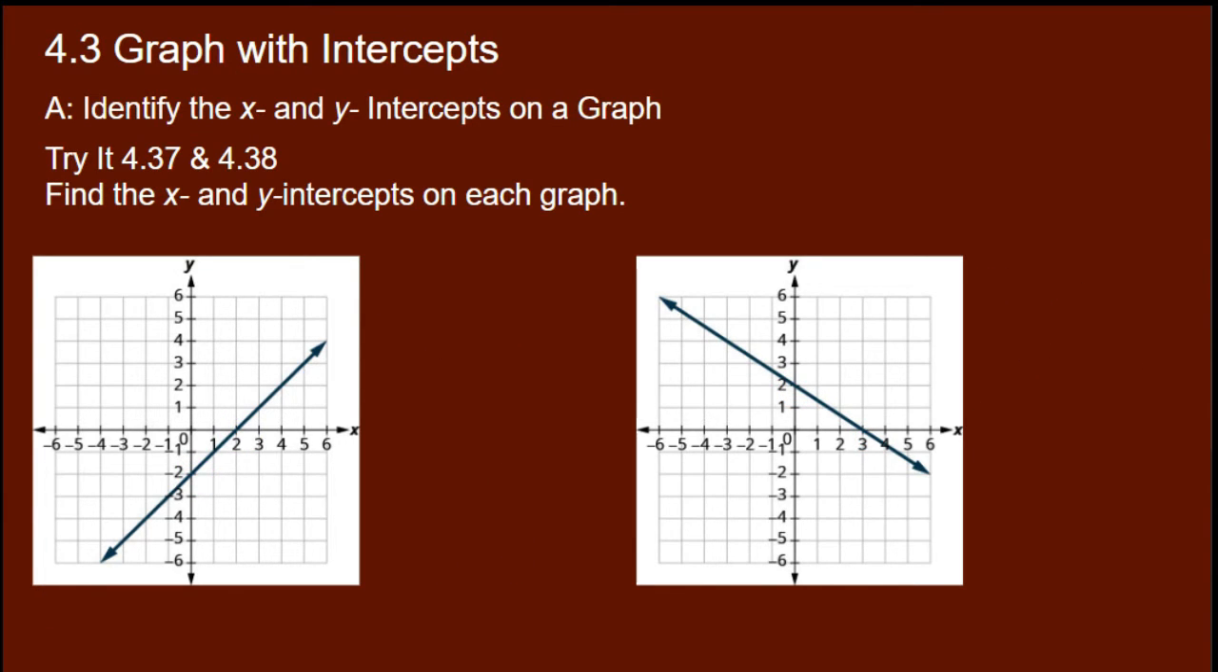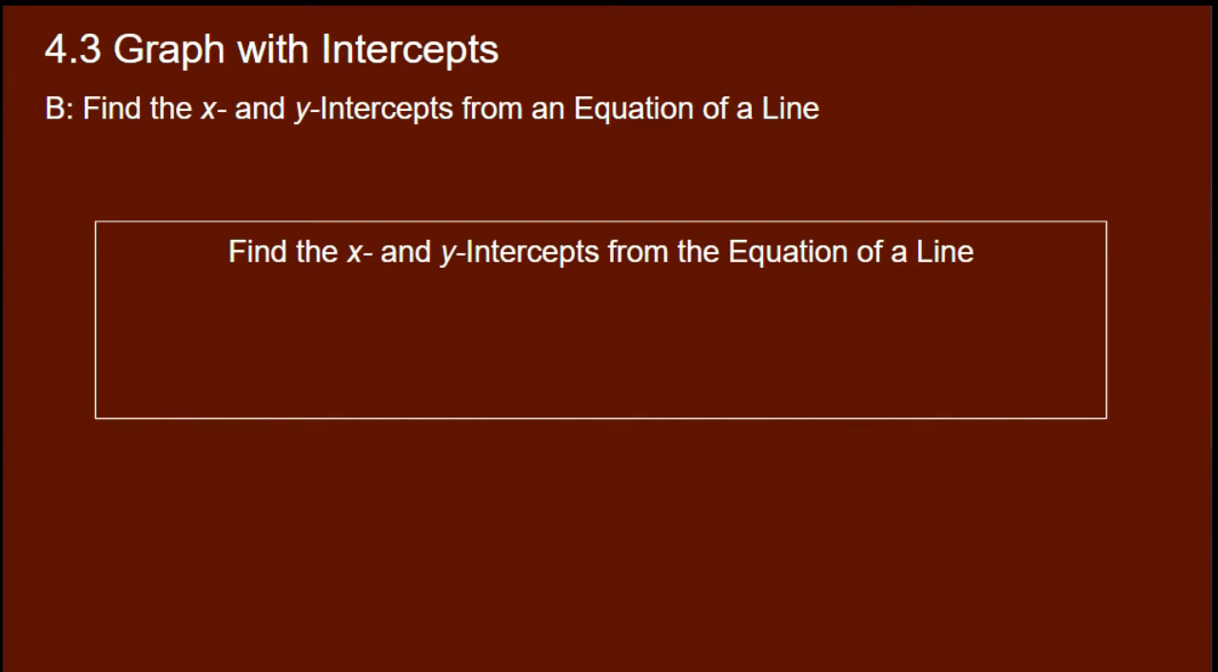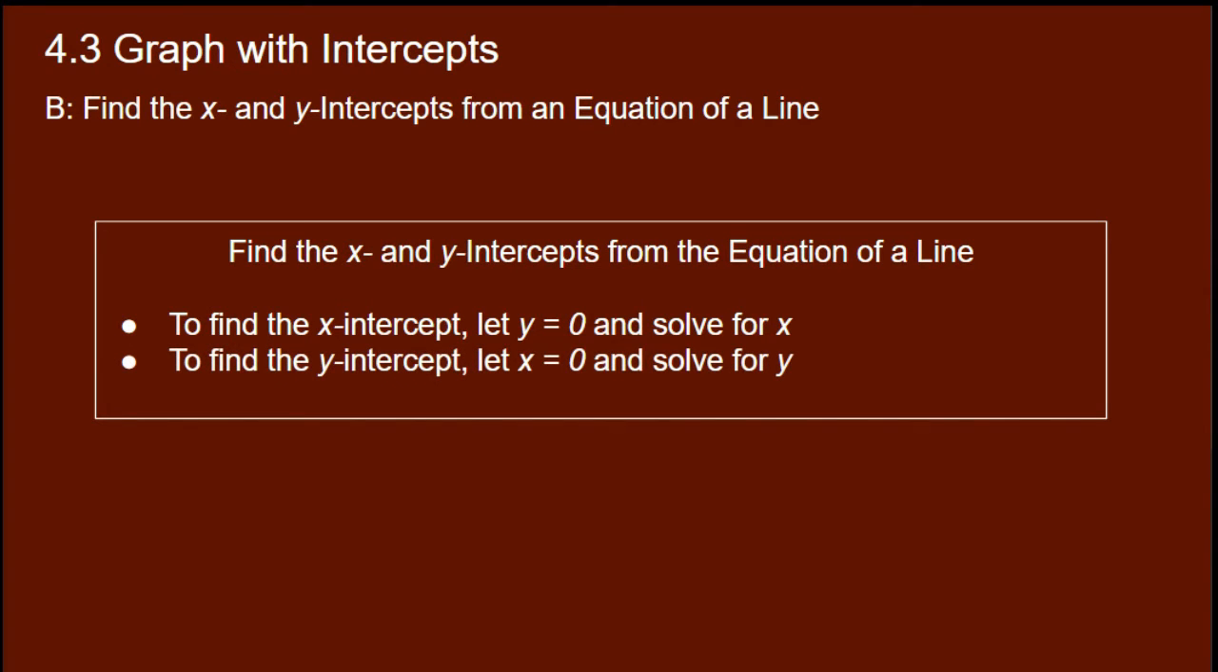And that's how you use a graph to find the x and y intercept. Now, you won't always be given a graph. Sometimes you will be given an equation and you need to find the intercepts. So let's learn how to find the x and y intercepts from the equation of the line. First, to find the x-intercept, let y equal 0 and solve for x. And to find the y-intercept, let x equal 0 and solve for y. Whichever intercept you're trying to find, you make the other variable 0 and then solve for the one you're looking for.